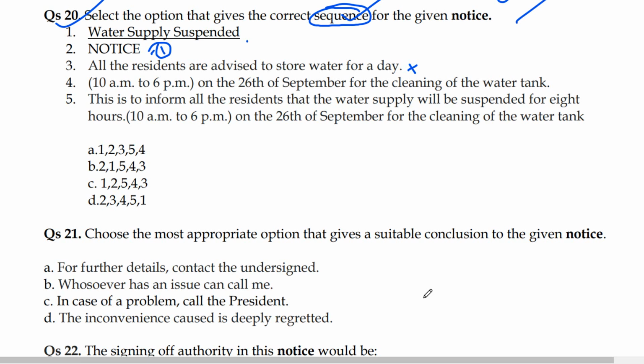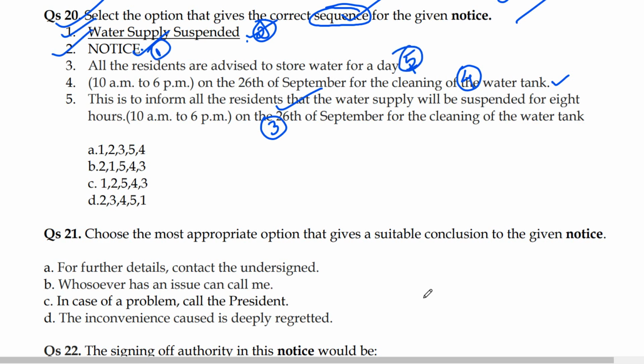10 a.m. to 6 p.m. on the 26th of September for the cleaning of the water tank. Yes, this idea will come, but we have to find out the sequence. This is to inform all the residents. Yes, this is the way we begin a notice. So first we have to write the title, notice, then water supply suspended. Second, we can write this one, that is the title. Then third, it is informing all the residents, and then the time, 10 a.m. to 6 p.m. on 26th September for cleaning of the water tank. That should be the fourth in sequence, and all the residents are advised to store water for a day. This will be the end.